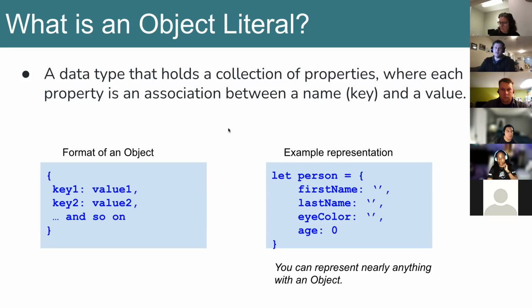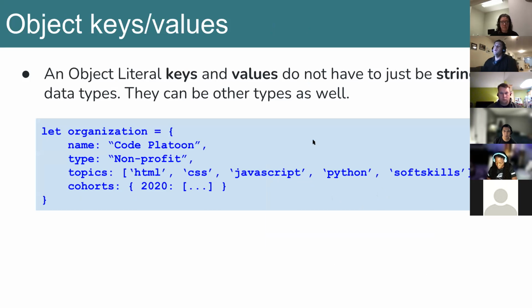The values can be all different sorts of data. It can be a string, a Boolean, a number, a float, or nested objects. So we can put objects inside of objects. We can also put arrays in there as well. When we look at person over here on the right, first name is a string, last name's a string, eye color is a string, and then age is a number. Object literal keys and values do not have to just be string data types. They can be any other types as well, like what we just talked about.